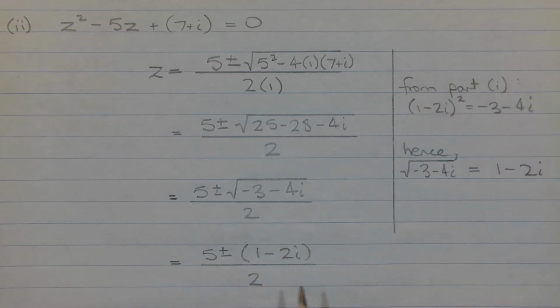Now from part 1, (1 minus 2i) squared is equal to negative 3 minus 4i. Taking the square root of both sides of this equation, we get the square root of negative 3 minus 4i is equal to 1 minus 2i. So the surd component of the quadratic formula can be replaced with 1 minus 2i. So z is equal to 5 plus or minus (1 minus 2i), all over 2.